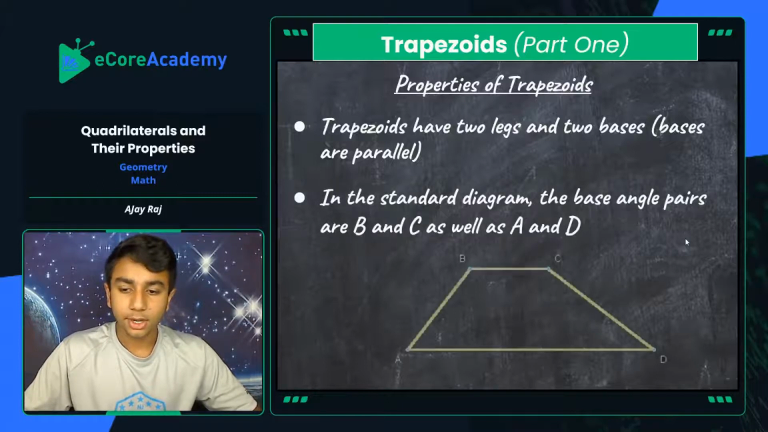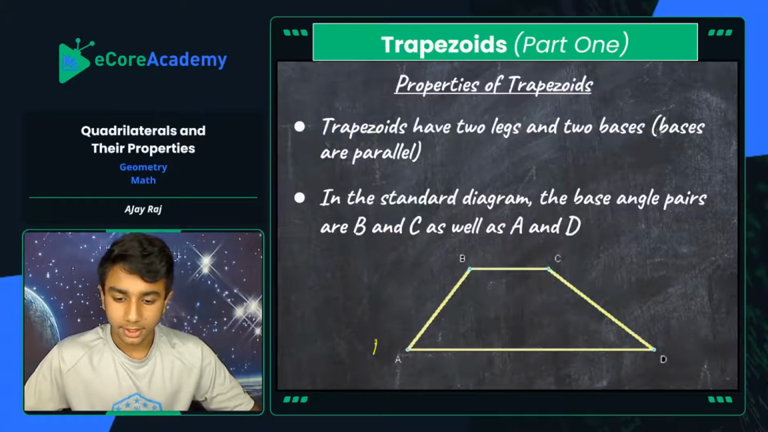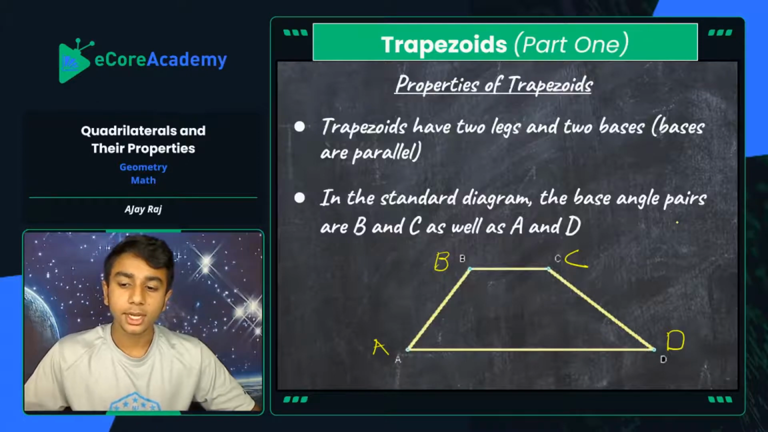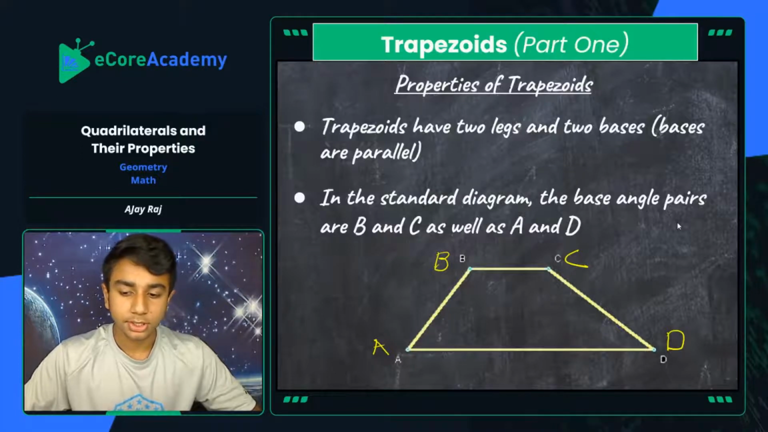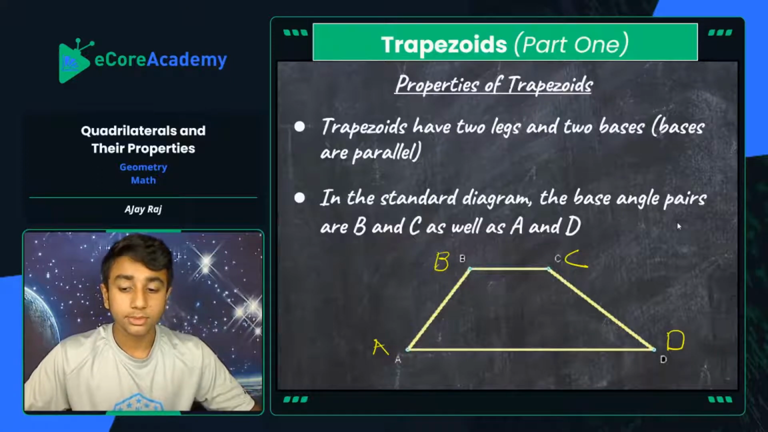So in the standard diagram, A, B, C, D, I'll write this out here if you can't see that. Trapezoid A, B, C, D. The base angle pairs. So like I said, if you look at a triangle, the base angles are basically your angles in relation to your base. And if you look here, you know that BC and AD are going to be the bases because they're directly opposite from each other, and they're both obviously the parallel sides, top and bottom. So BC and AD are the parallel sides.